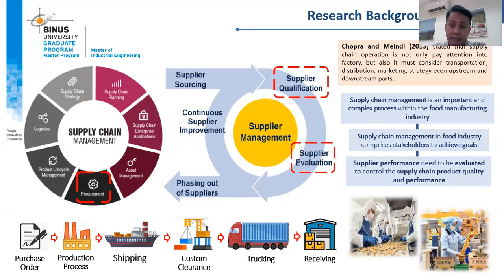Supply chain management is an important and complex process within the food manufacturing industry. Supply chain management in the food industry comprises stakeholders working to achieve goals. Supplier performance needs to be evaluated to control the supply chain product quality and performance. So we focus on the supply chain in the food industry, starting from purchase order to receiving the product at the warehouse.